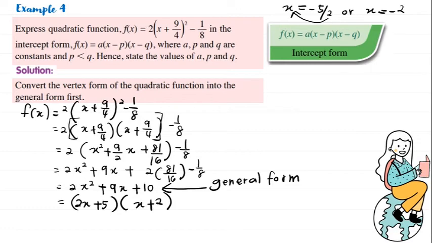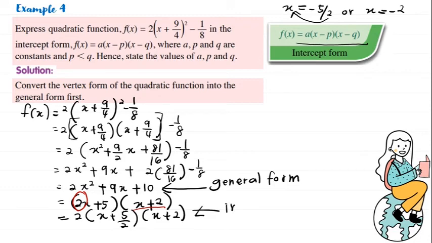So now from the general form, I want to change into intercept form here. If we observe intercept form, there are two brackets and the value of a outside. So make sure that the coefficient of x is equal to 1. But here, this one, there is a 2 here. So we have to take out this one. Okay, the coefficient of x is already 1 in each bracket. So we have to take out these 2 outside the bracket. If we take out, it will become 2 in bracket x plus 5 over 2, x plus 2. Okay, so now this one is intercept form.